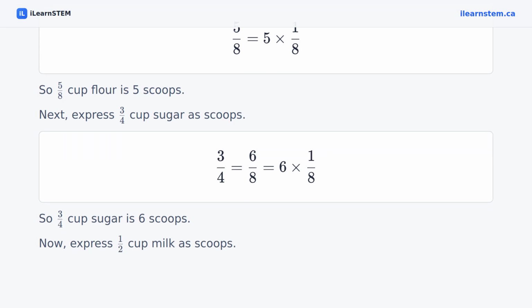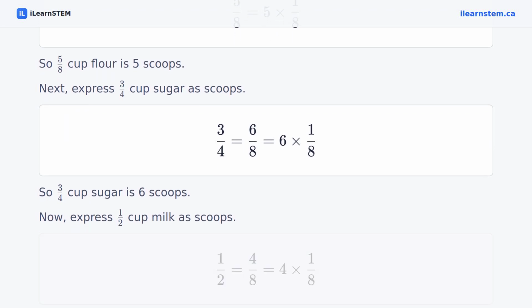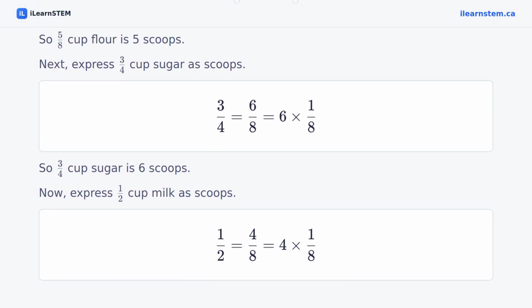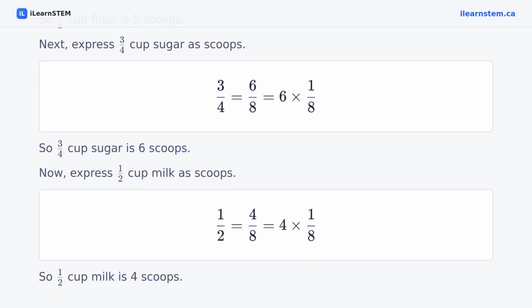Now, express 1/2 cup milk as scoops. 1/2 equals 4/8, which is 4 times 1/8, so that's 4 scoops. So 1/2 cup milk is 4 scoops.